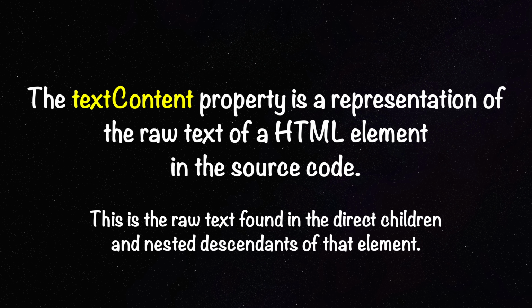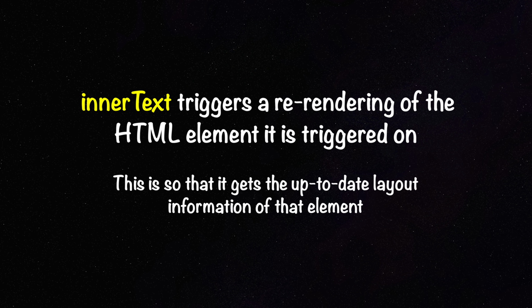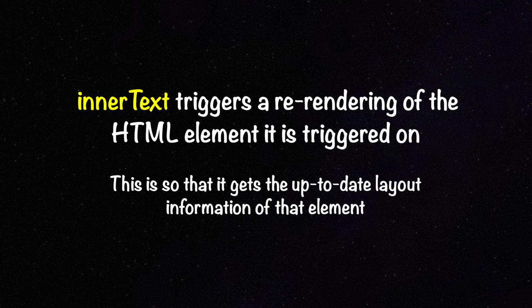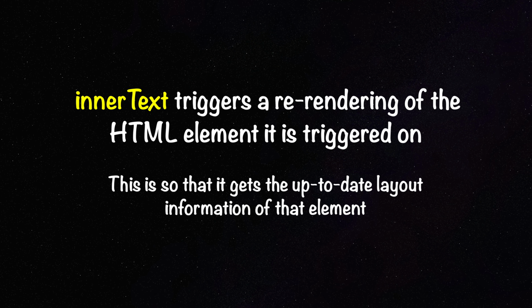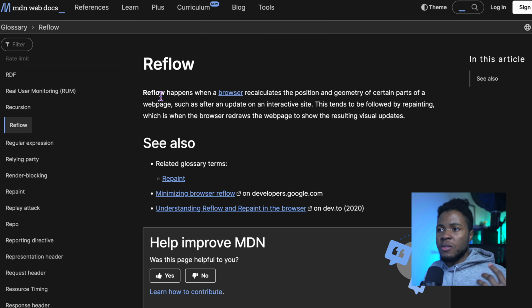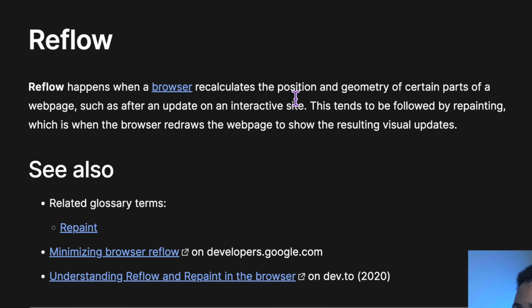But why does this difference matter? Well, innerText triggers a reflow of the HTML element it is called on. The purpose of this is so that innerText gets the up-to-date layout information of that element. Now if you look at the MDN docs for reflow, reflow happens when a browser recalculates the position and geometry of certain parts of a web page.